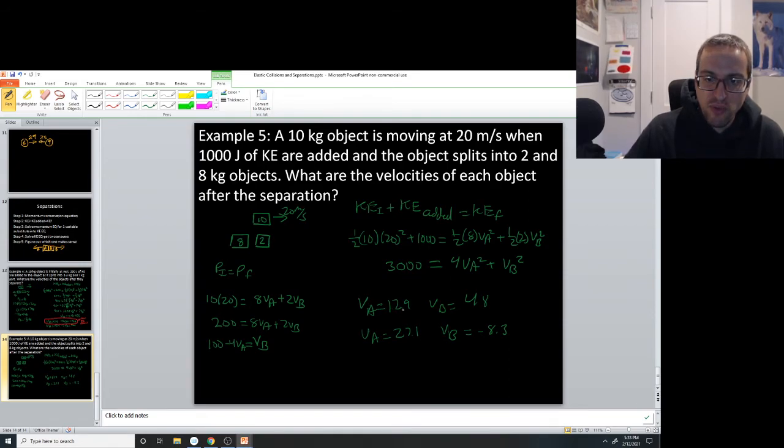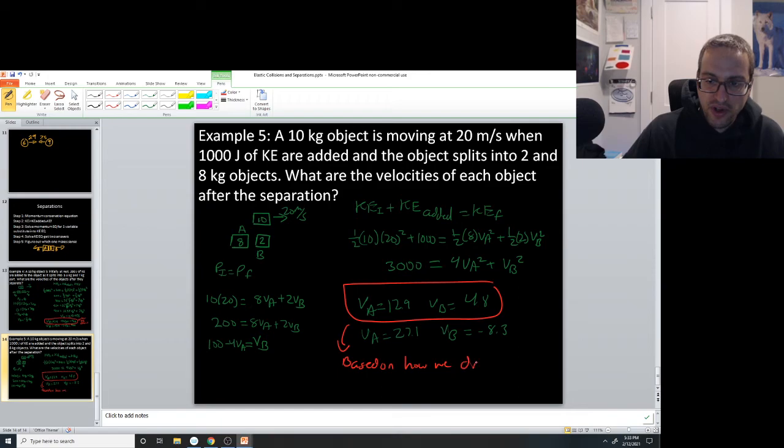So if VA is 12.9, A is this one and B is 48, then B is actually moving faster than A. That makes sense. But if we do the other way, B is going left, negative, and A is going right. That doesn't make any sense. So it has to be the first one, based on how we drew it. If we draw it the other way, the other one would be accurate.